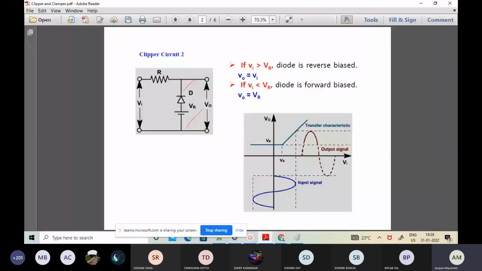What does it mean? That is, when the value of Vi exceeds VR, it's clearly mentioned here, and you can definitely understand from this diagram as well, the diode is reverse biased. Isn't that so? When the value of Vi exceeds VR, the diode is reverse biased and the value V0 is equal to Vi. That is, V0 follows Vi.